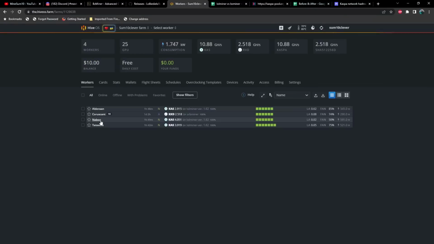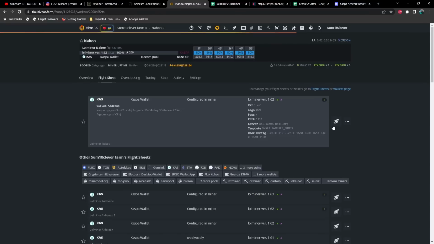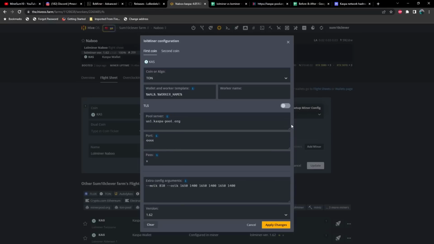So going back to Naboo, we're getting about 805 mega hash at 113 watts. And 3070 is coming in at 544 mega hash at 80 watts. And this is with the core set at 350. And you can see my extra arguments here as well.